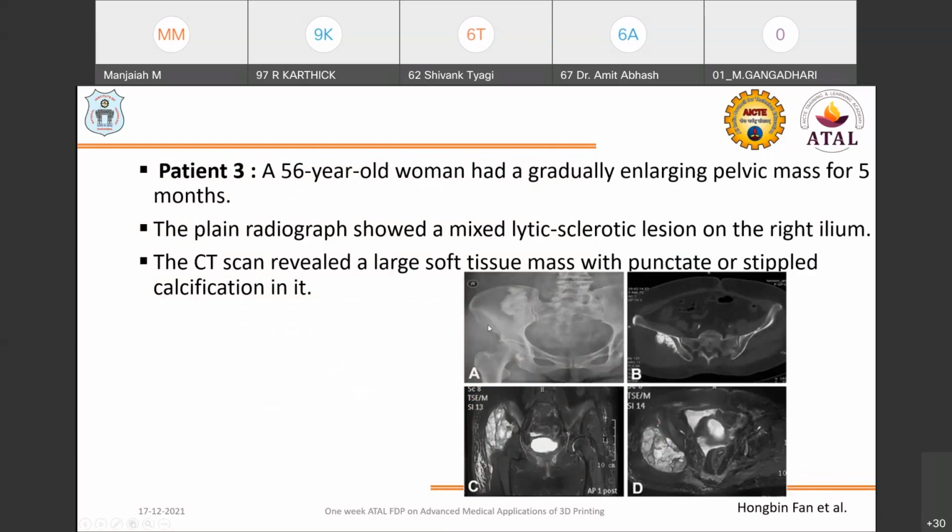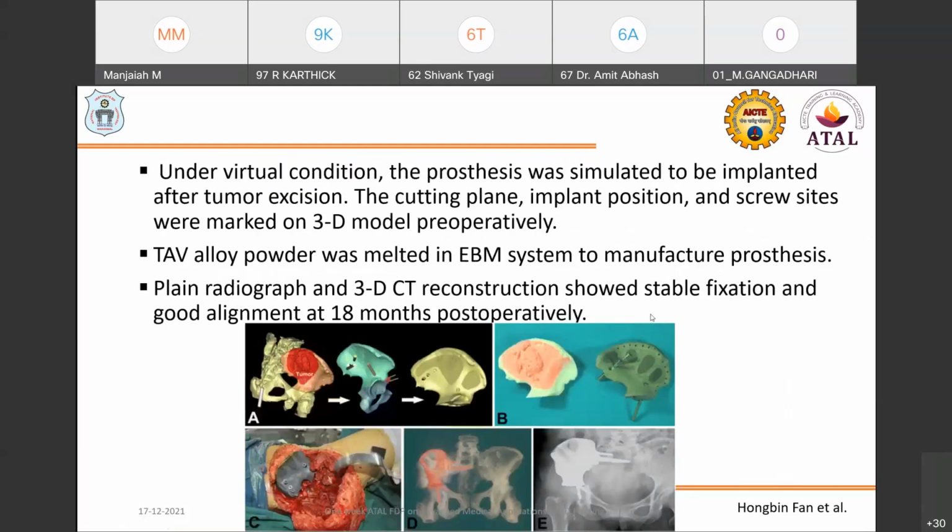And with respect to this patient, a 56-year-old woman had a gradual enlargement of a pelvic mass over 5 months. The plain radiograph showed the disease, and the CT scanning data was used, and the implant was manufactured by EBM. This is how the fixation remained stable with good alignment even after 18 months. The CT scanning data gives us this kind of information. This was made with titanium using the EBM process.